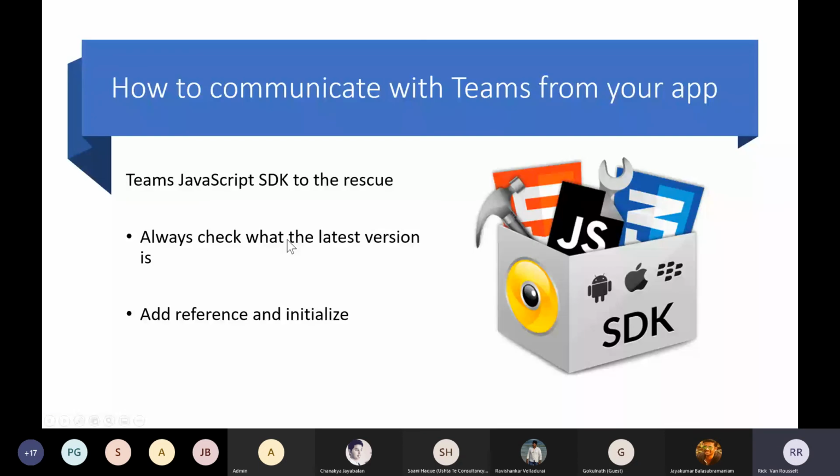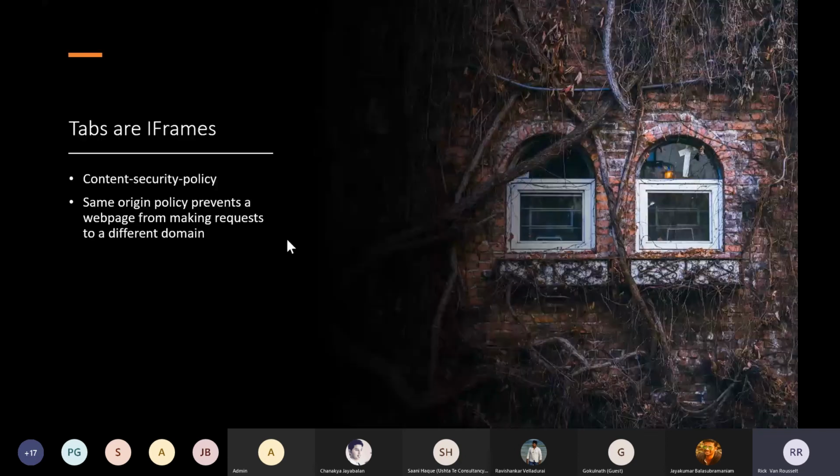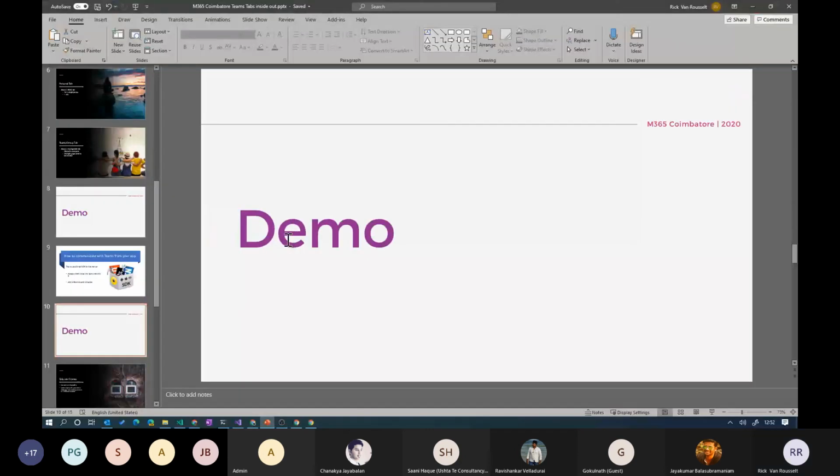Let's go. So remember how we communicate with Teams from our app: the Teams JavaScript SDK to the rescue. Always check what the latest version is. Just add a reference and initialize it, and we're good to go. Now let's go into our next demo.